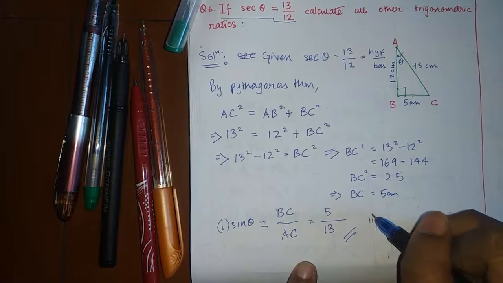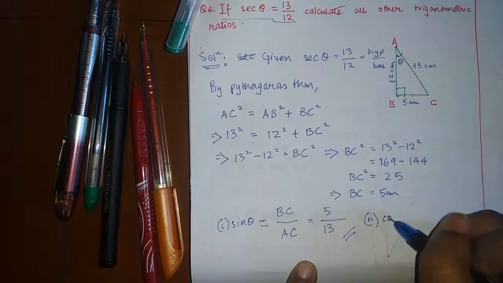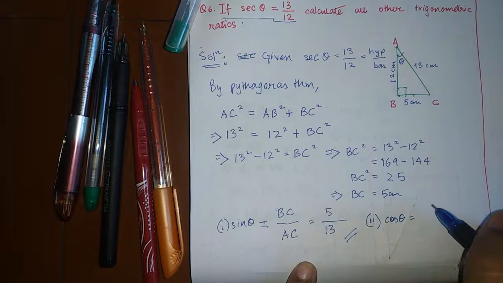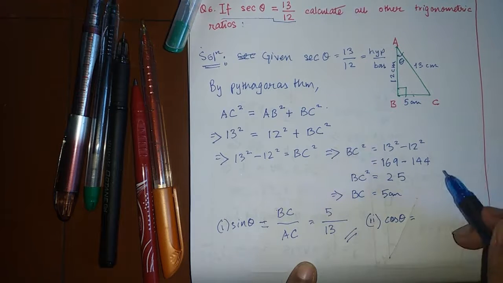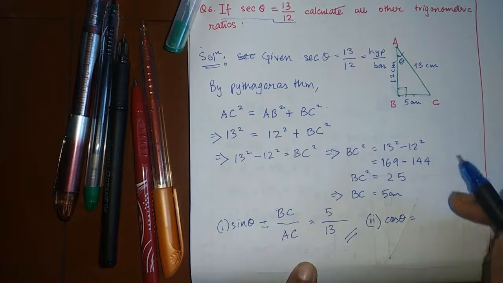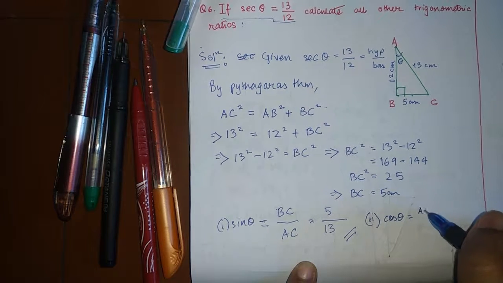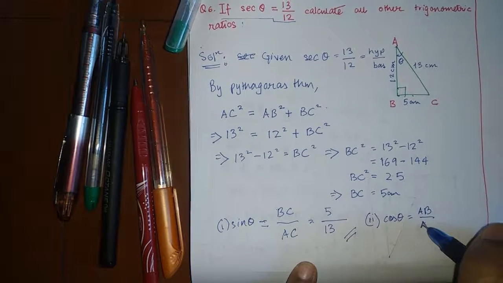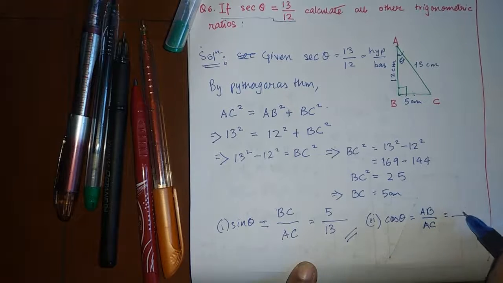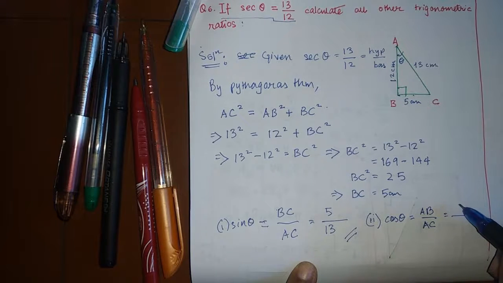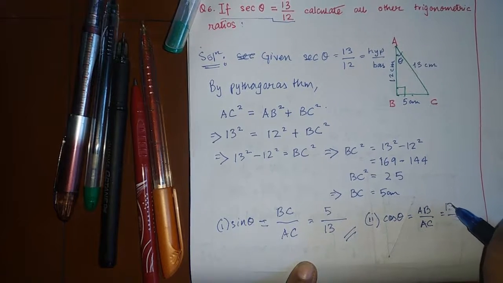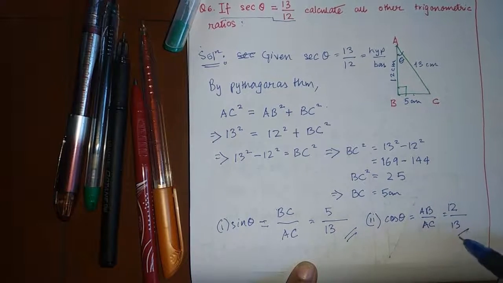Similarly, you can find the value of cos theta. Cos theta is equal to base by hypotenuse. What is the base here? AB. And what is the hypotenuse here? AC. Just write the values of AB and AC. What is the value of AB? It's 12. AC it's 13. So you get the value of cos theta.